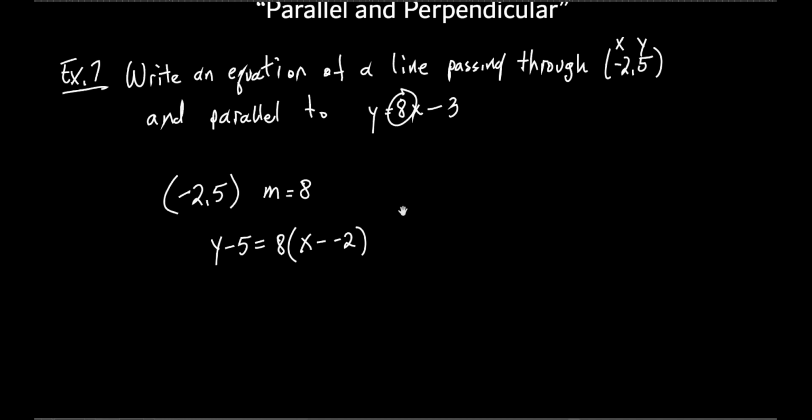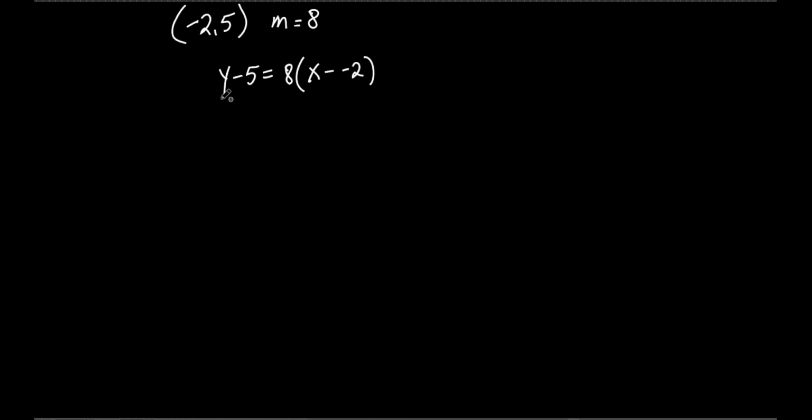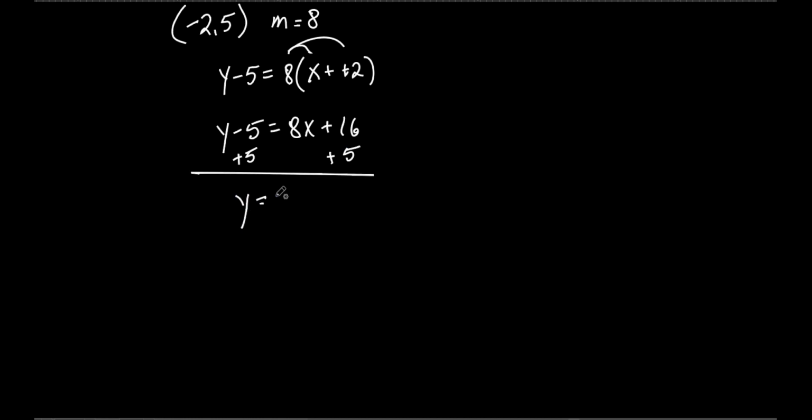Now the next one takes a little bit more doing than this. So let's just finish this off. We did this several times yesterday. We're going to distribute. Let's make this plus, by the way. All right, so we've got y minus 5 equals, and to distribute the 8, that's 8x, and it's plus 16, because that minus negative 2 went to a plus 2. We add 5, and we're basically done. Not basically, we are done. y equals 8x plus what? 21. And that is our answer.